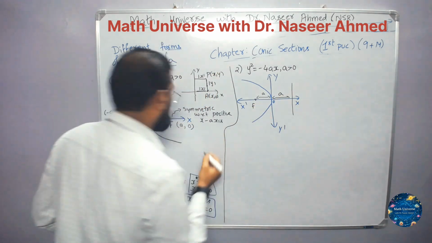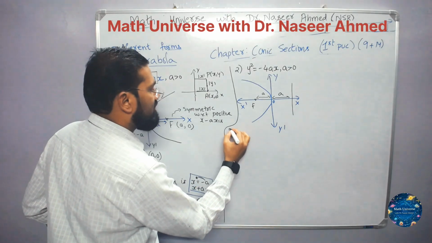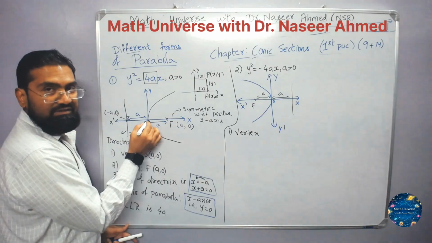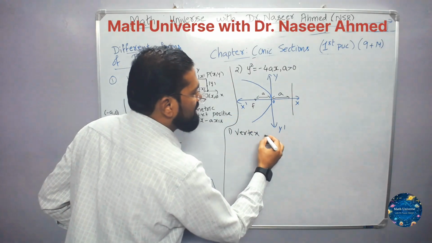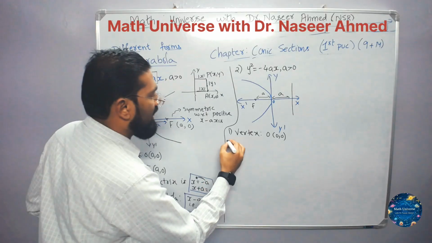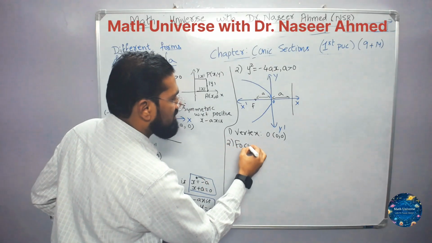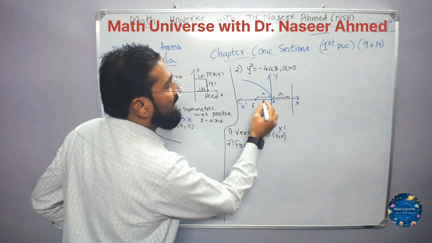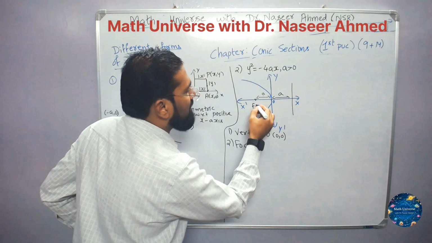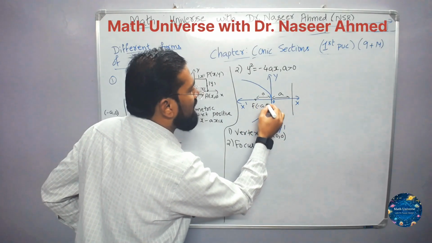Now one by one. Vertex. See, it was the point of intersection. Same thing here. It is again the origin. Next, focus. Coming to focus, it's here, and this is in the negative part of the x-axis. So the x value is a, but since it's the negative part of the x-axis, this should be minus a comma 0.